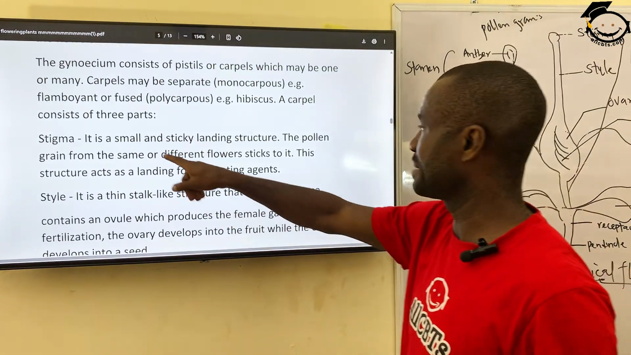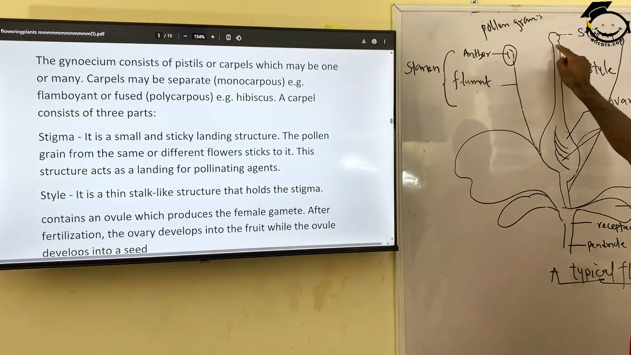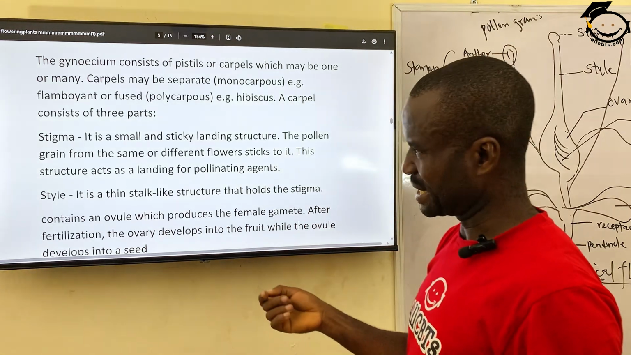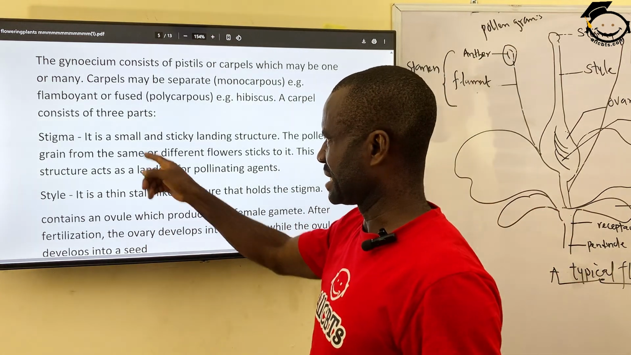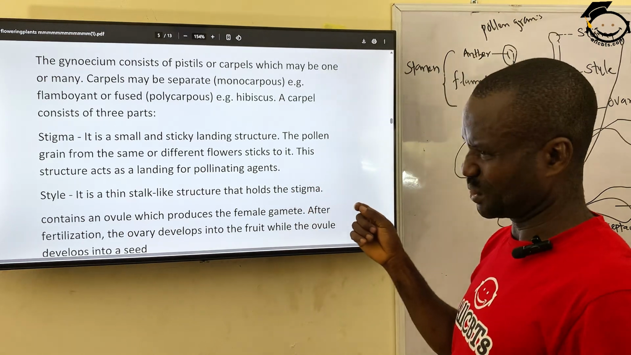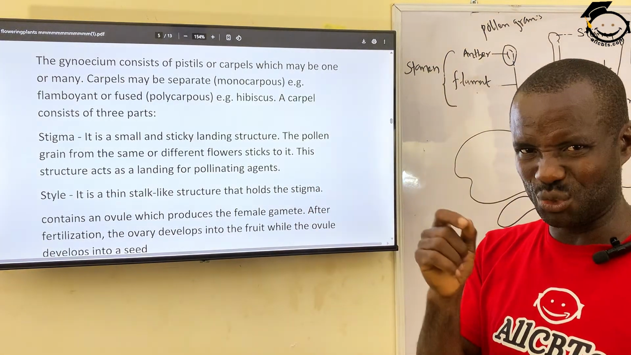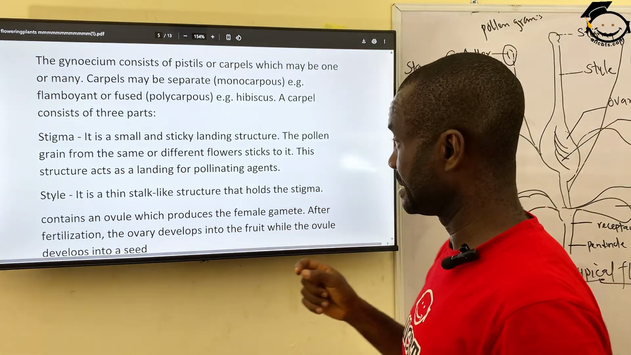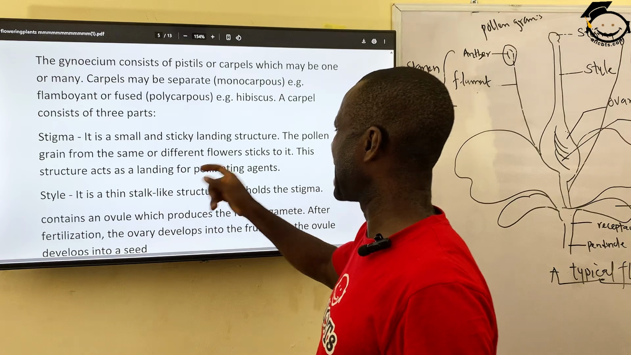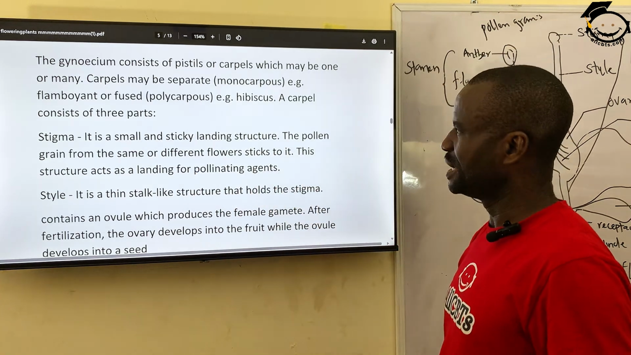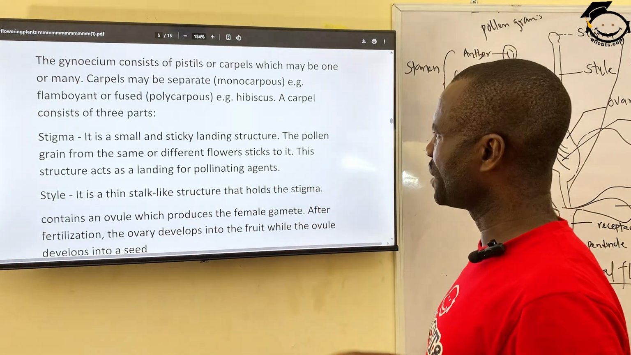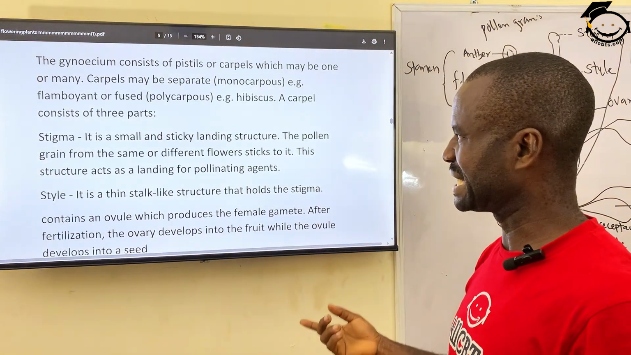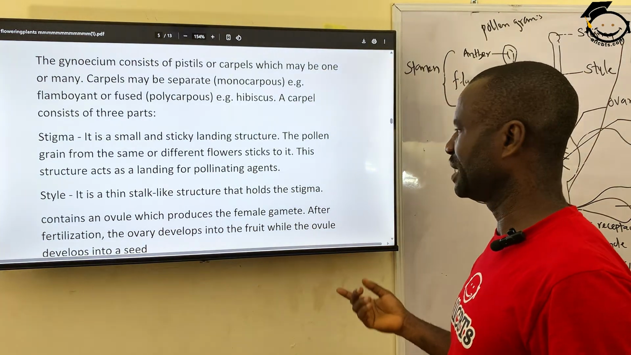Number one, the stigma. As you can see, the tip here is the stigma, which is often wet with nectar. It's a small and sticky landing structure. Sticky because it's filled with nectar. This sugary part in the flower is called the nectar, which attracts the insect. The pollen grains from the same or different flowers stick to it. This structure acts as a landing for the pollinating agent.